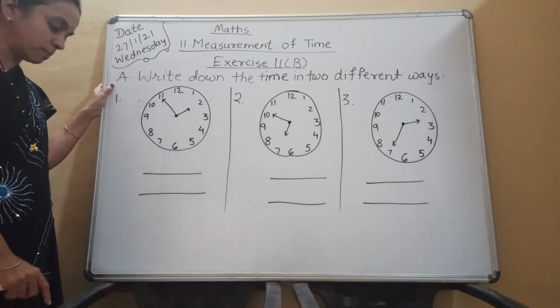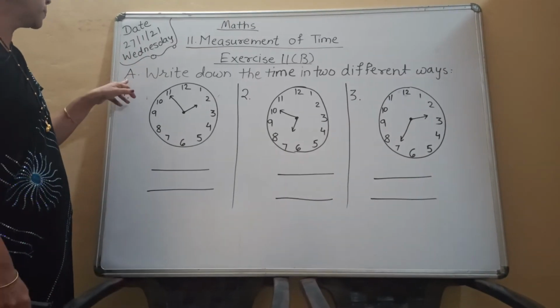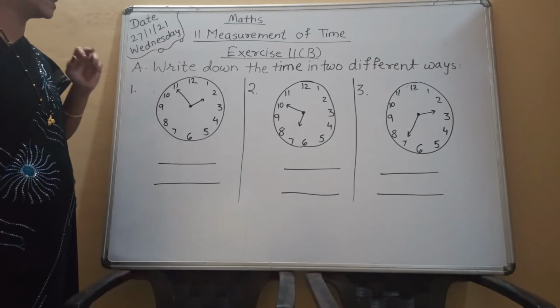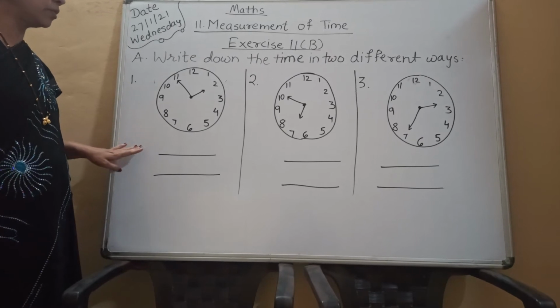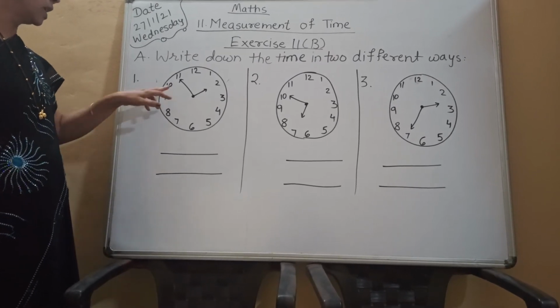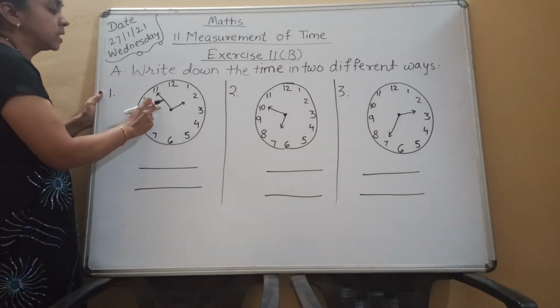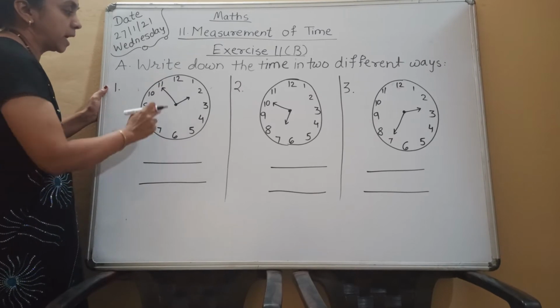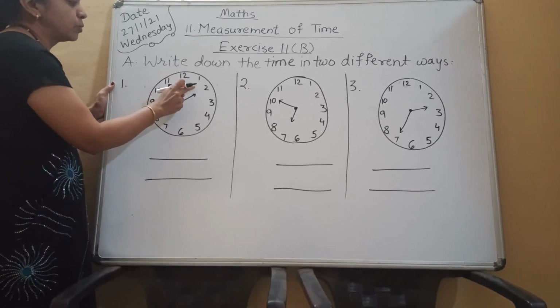Now see your page number 132, exercise 11B. A question. Write down the time in 2 different ways. See, time is given. We have to write down the time in 2 different ways. First we will write what time it is exactly in this watch. It is 1:55. See, 1:55 means 5 minutes to 2.